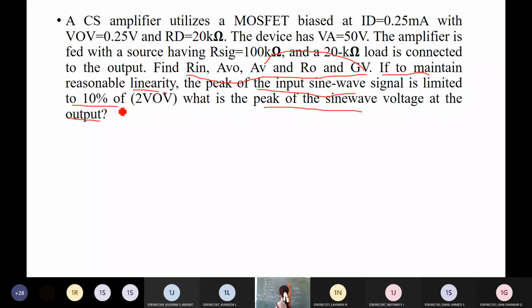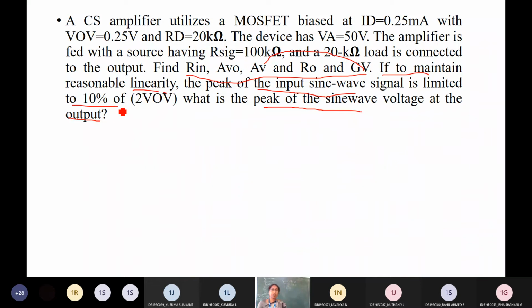0.05. Okay, in the second half of the problem, we have to find the peak amplitude V0. So VGS is equal to 10% of 2 VOV. Why 2 VOV? You know that the input signal should always be much less than 2 VOV. Now 10% means 10 by 100 into 2 times VOV, which is 0.25 volts. So how much will you get? 0.05 volts.